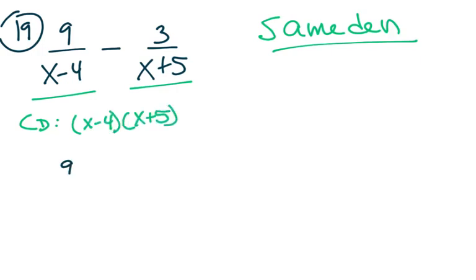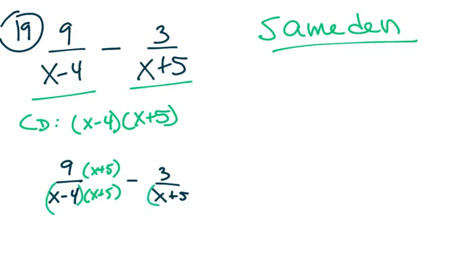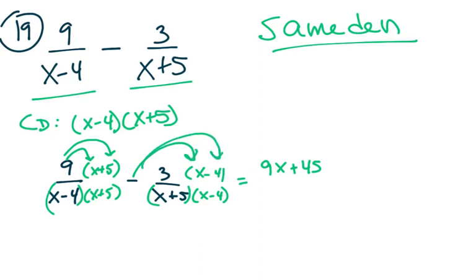So what you're going to do is multiply what's missing. So this fraction is missing the x plus 5. But be careful. You have to put parentheses around the denominators that are already there. And this fraction is missing an x minus 4. So the first one will give you 9x plus 45. I distributed. The second one will give me a negative 3 that's going to get distributed through. So it's going to be a negative 3x plus 12, because negative 3 times negative 4 is positive 12.